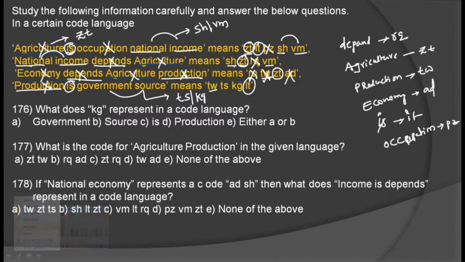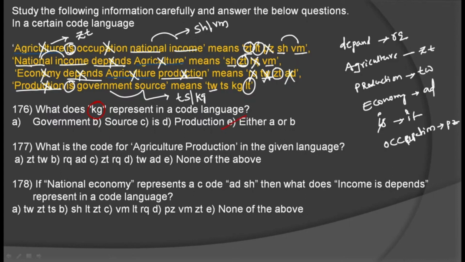So, what are the questions? What does KZ represent in the code language? Check it out. So what is the code language for KZ? We are not sure whether it is government or source. That's why you can choose either or.